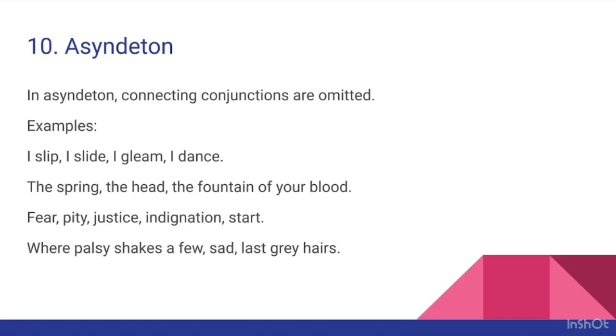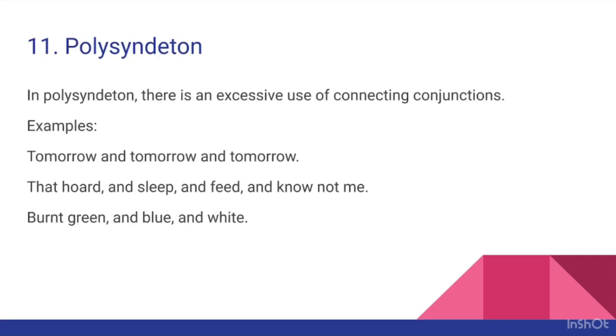The spring, the head, the fountain of your blood. Again, and is omitted here. Fear, pity, justice, indignation start. The connecting conjunction and is omitted here also. Where palsy shakes a few sad last grey hairs. After sad, we should have used one and, but that is omitted here. This is asyndeton. Exactly the opposite of this figure of speech is polysyndeton.